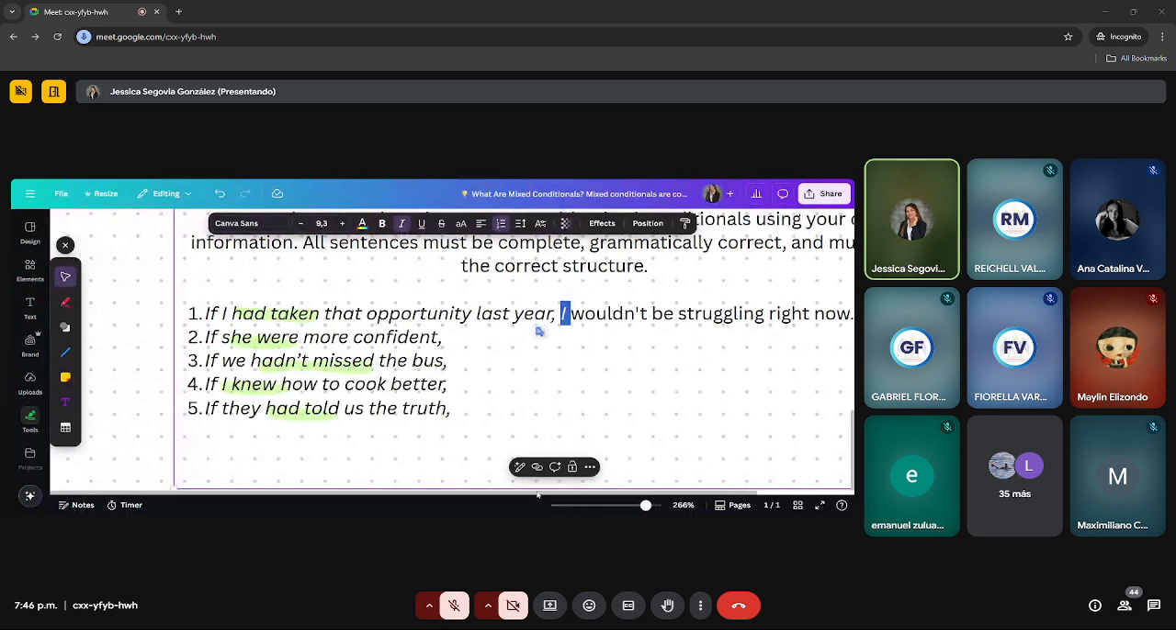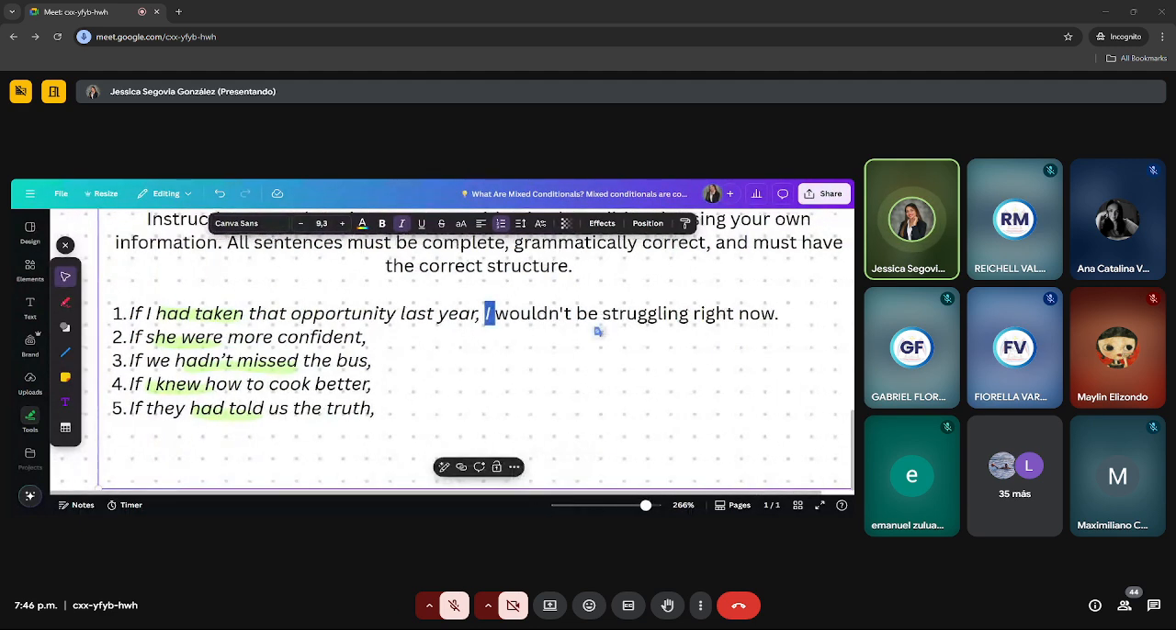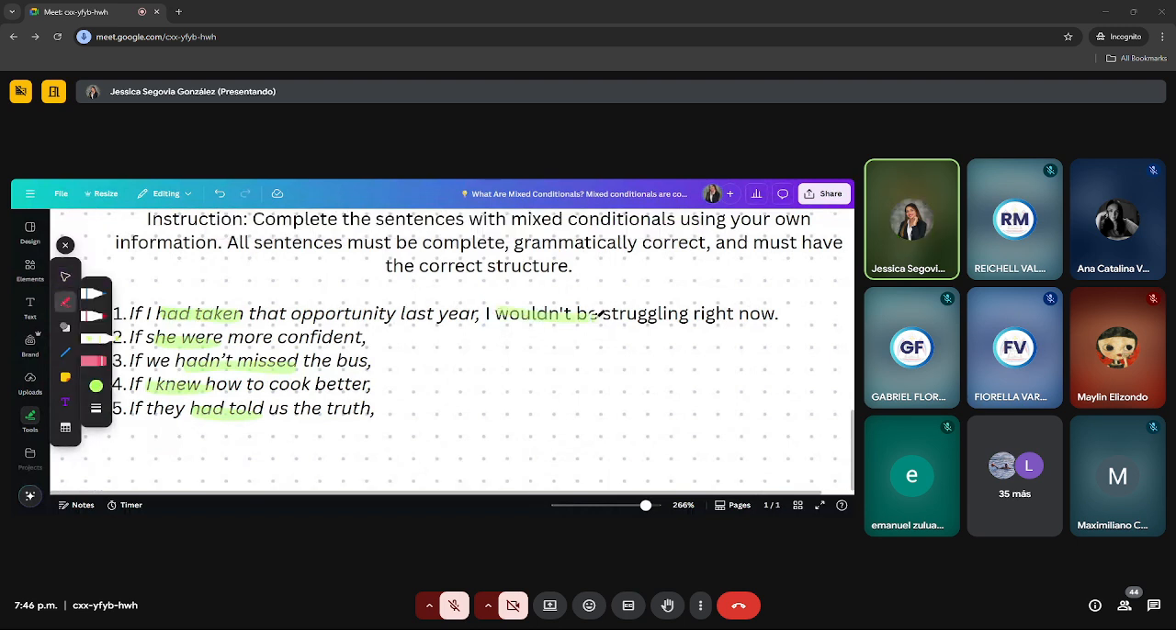Very good. This is correct. Now we are going to analyze why. Here we have would plus the infinitive, the base form of a verb. Remember that infinitive means base form of a verb, and the rest is additional information we are going to add so the sentence can be coherent. Okay, if I had taken that opportunity last year, I wouldn't be struggling right now.